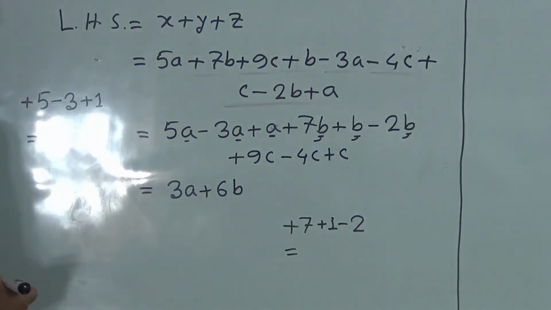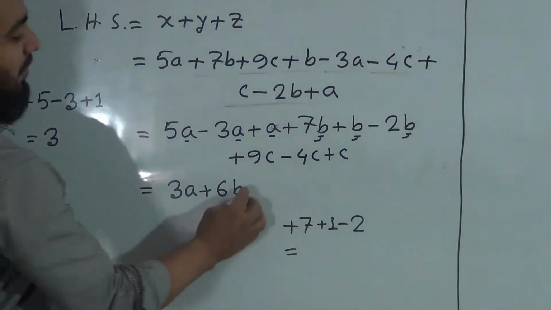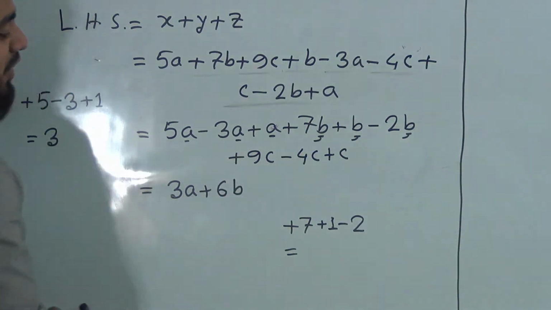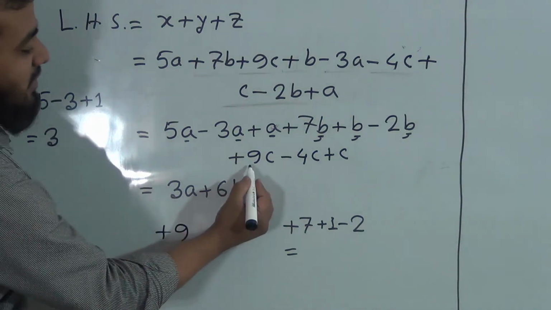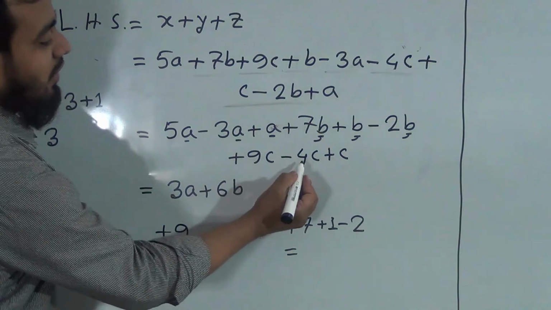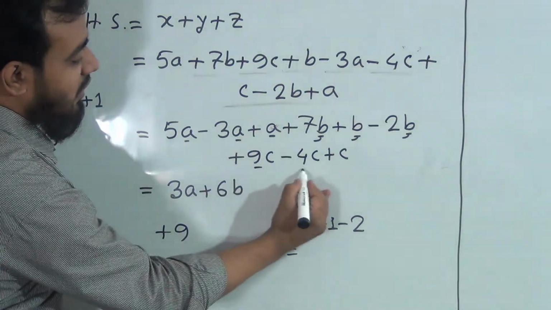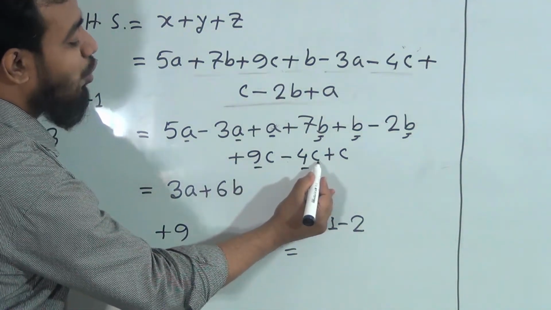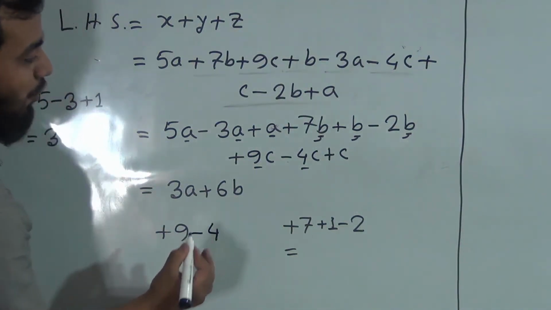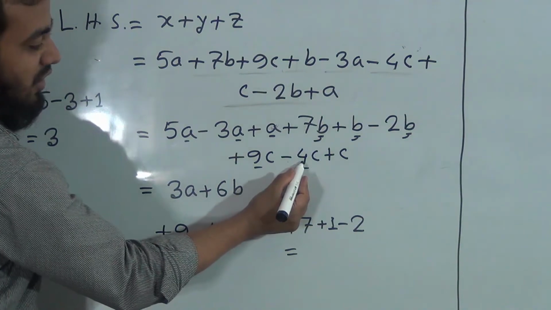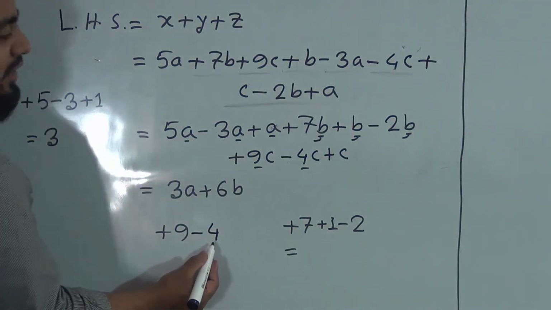Now we should add the terms of c. This is plus 9c. That means our first numeral will be plus 9, because plus 9 is the coefficient of c. Now the second term of c, minus 4, is the coefficient of the second c. That is why our second numeral will be minus 4. Okay, minus 4 is the coefficient. That is why minus 4 will be our numeral.